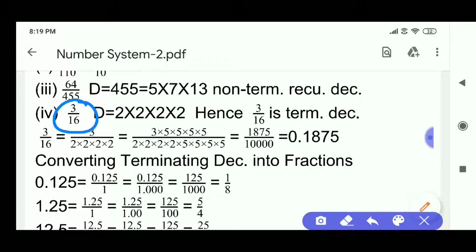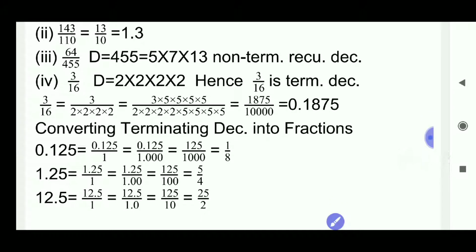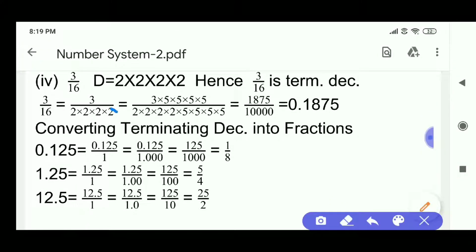Now one more example. 3 by 16. 16 can be written as 2 into 2 into 2 into 2. Hence it is a terminating decimal. How can we convert it into a decimal fraction? How many 2's are there in the denominator? 4 2's. So multiply with 4 5's in the numerator, and at the same time 4 5's in the denominator. It becomes 1875 by 10,000. It is nothing but 0.1875.